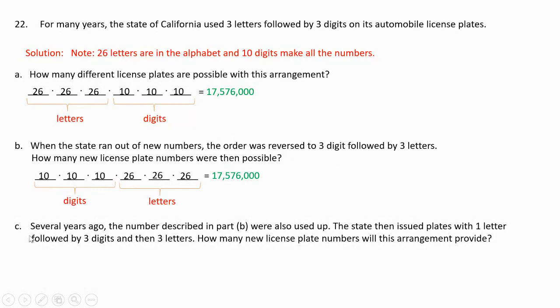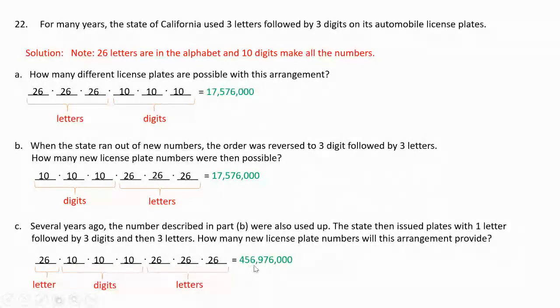Now for part C. Several years ago, the numbers described in part B were also used up. The state then issued plates with 1 letter, followed by 3 digits, and 3 letters. So there's my letter that they added, followed by 3 digits, and followed by 3 letters. How many letters make the alphabet? It's 26. It'll be 26, then 10, 10, 10, and 26, 26, 26. We multiply them all out.